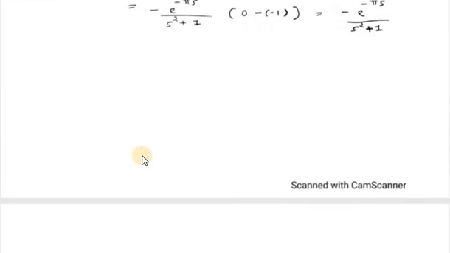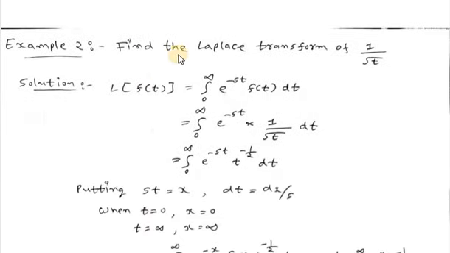Okay, now we will see the second example. We have to find out the Laplace transform of 1 over square root of t. So for this purpose, we will use the fundamental definition of Laplace transform, that is Laplace of f of t equals integration from 0 to infinity e raised to minus st f of t dt, and replacing f of t by 1 over square root of t, and square root of t is nothing but t raised to 1 by 2. So writing 1 over t raised to 1 by 2 as t raised to minus 1 by 2 dt.